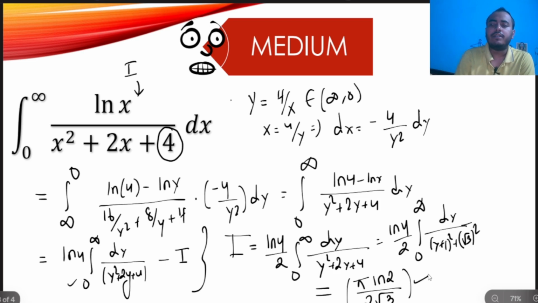This is going to be your answer if I'm not mistaken, and if I've not committed any silly mistakes. But the technique remains the same. You have to use the substitution y equals 4 upon x. So the 4 comes from the constant term. If it was 8, I would have used 8 by x. Correct? So let's move on to the next one. This was a pretty good problem, right? And if you do not know this substitution, it might be very hard to do this problem.